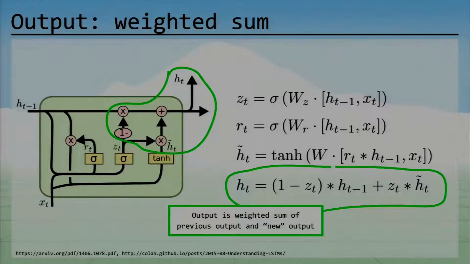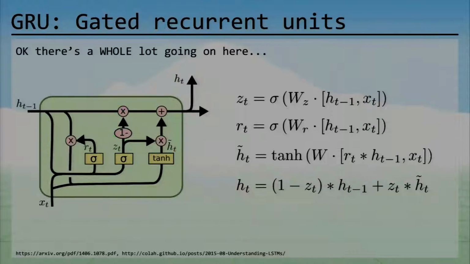And so z is just this weighting function, or this trade-off between what parts matter from our old internal state or our old memory, and what parts we should update with our new h tilde that we calculated. So our final output, h at time t, is just going to be this weighted sum based on our update gate z, a weighted sum between the previous output and this new potential output h tilde that we calculated. And so that's the whole part of gated recurrent units.